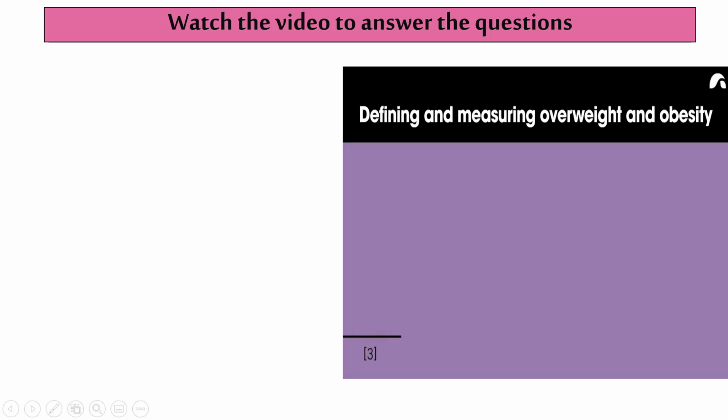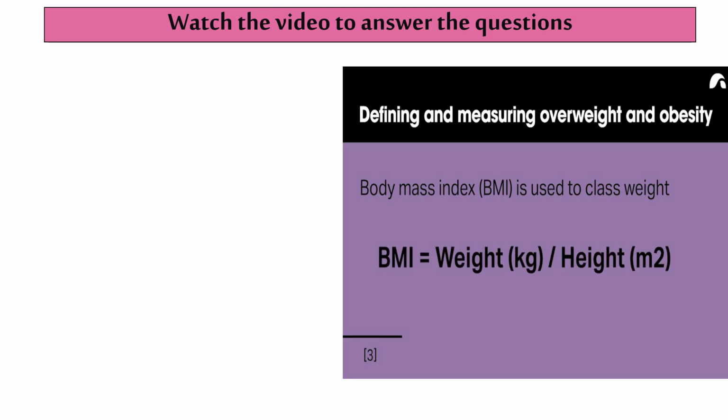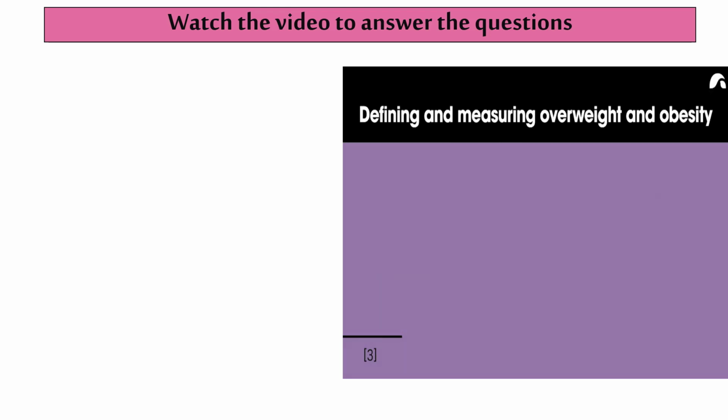And measuring overweight and obesity. Body mass index, BMI, is used to classify weight. It is calculated as the ratio of weight in kilograms divided by height in meters squared. That is, BMI is equal to weight in kilograms divided by height in meters squared. How about calculating your own one?